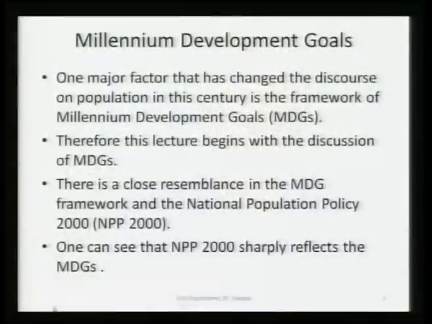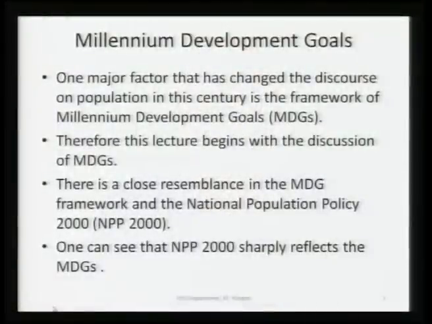So, there are new experiences in implementing programs and policies, and there are also new discourses on development and population. This has produced new research initiatives and new ideas, and we will discuss them today. Among them, one of the most important things is Millennium Development Goals. I think today all sociologists, whether they are working in the field of population or not, must familiarize themselves with the idea of Millennium Development Goals. This is one major factor that has changed the discourse on population in this century. This is a framework of development, and therefore, some attention has to be paid to this.